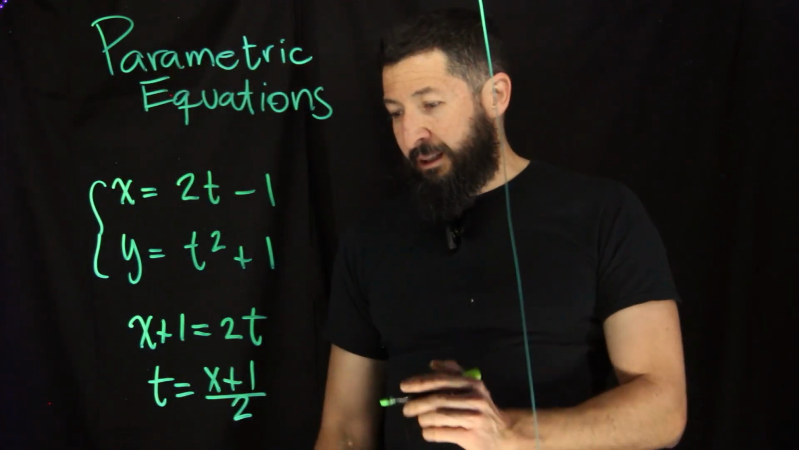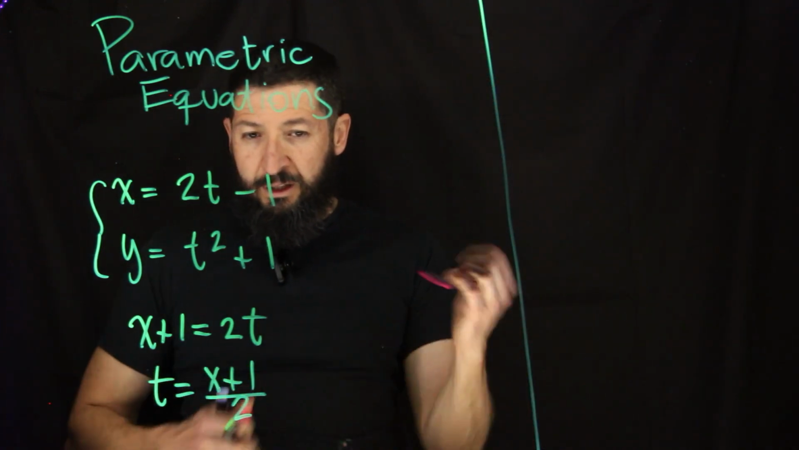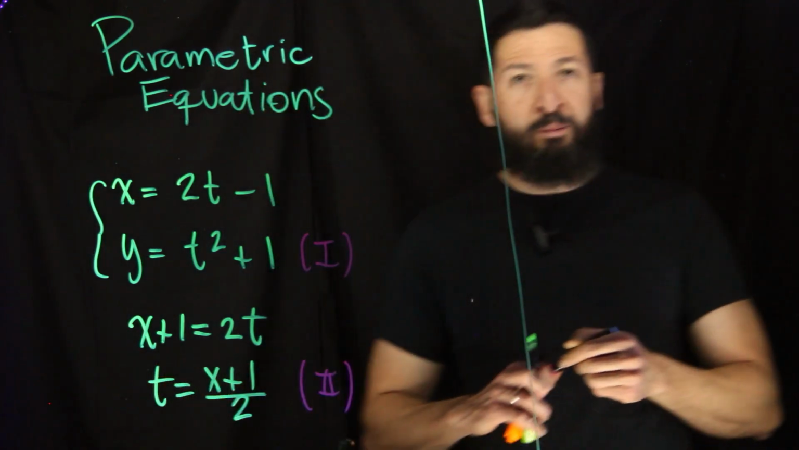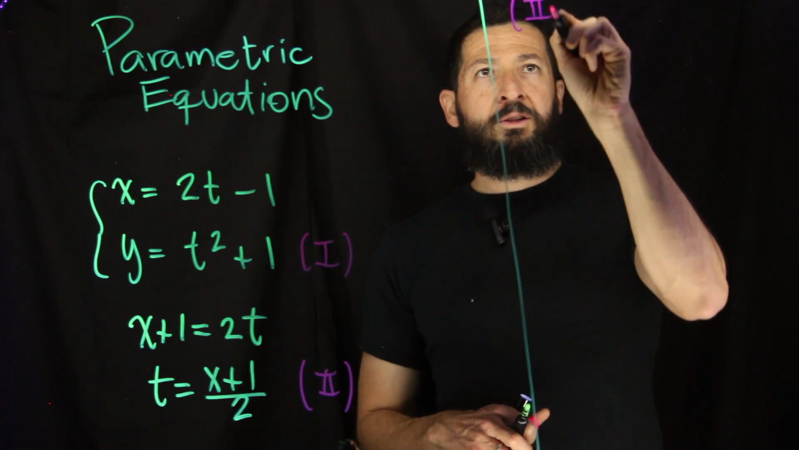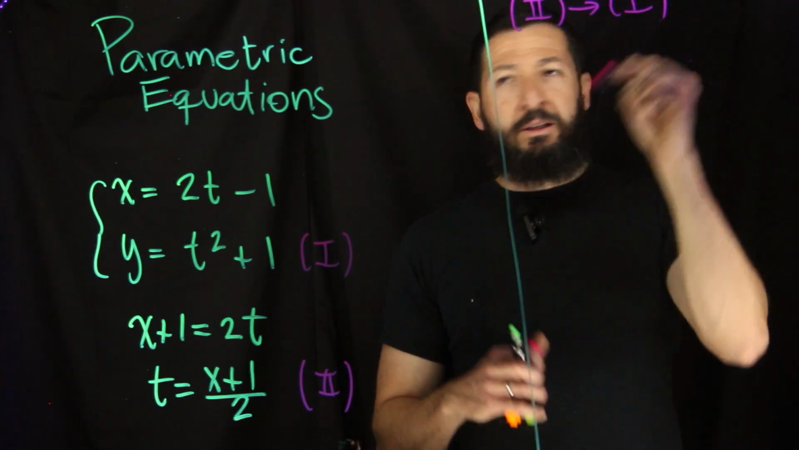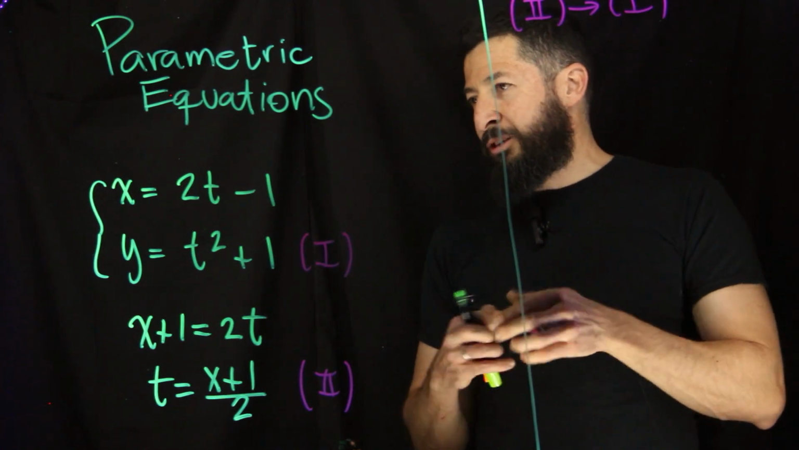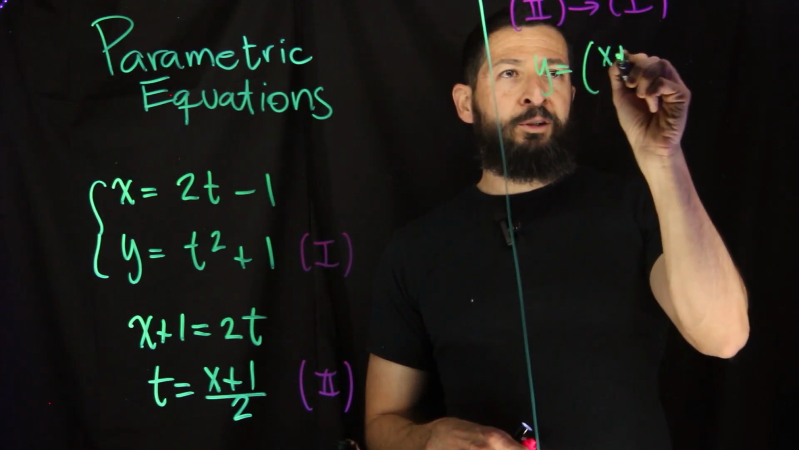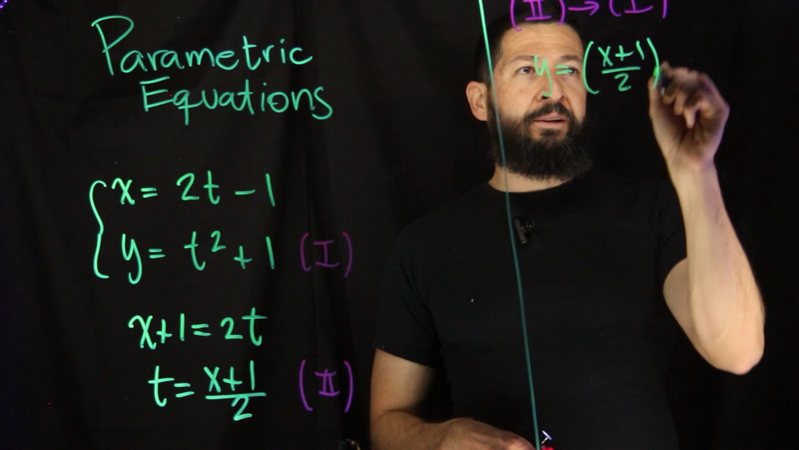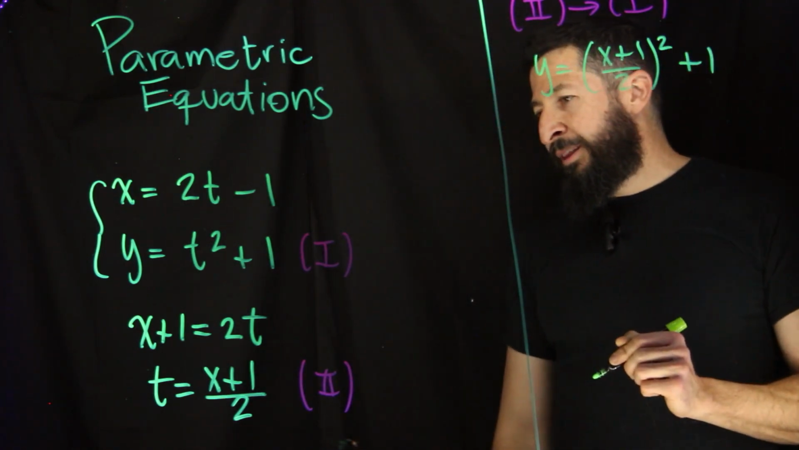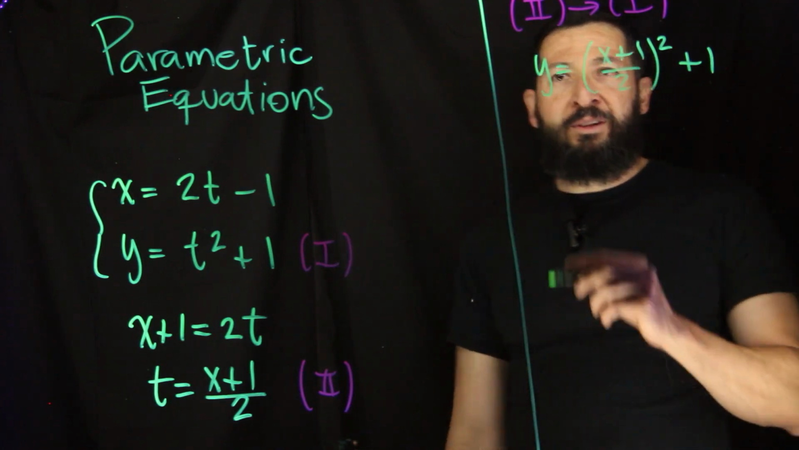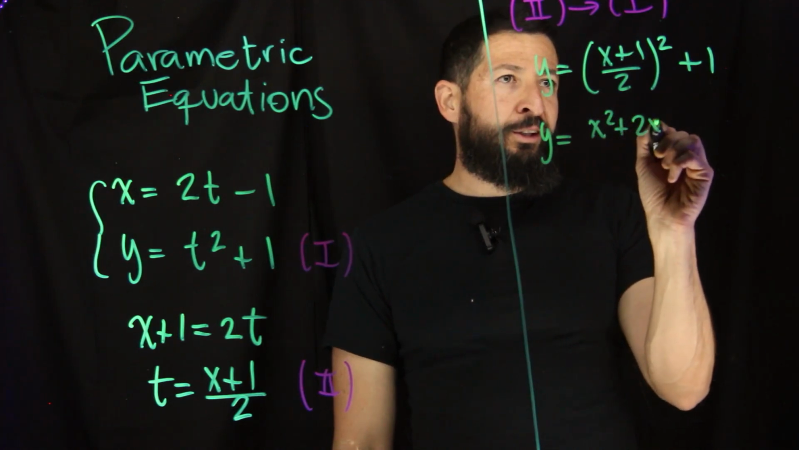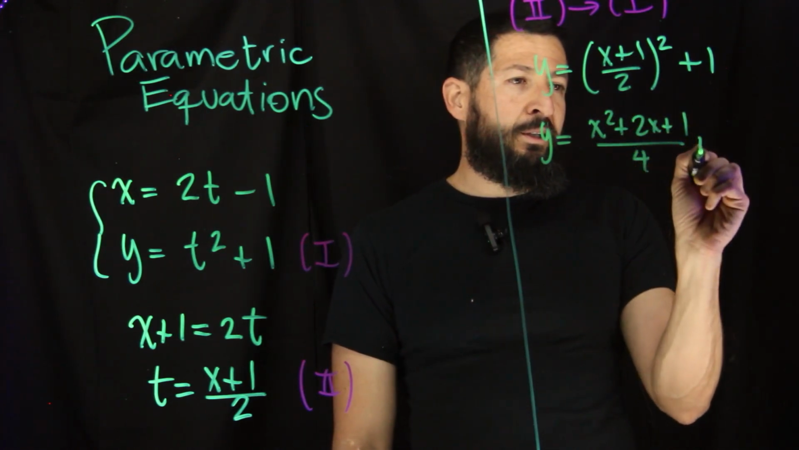So I'm going to plug that, let's call this one equation 1 and call this one equation 2. So I'm going to grab equation 2 and I'm going to plug it into 1. So whenever I see a t, I'm going to plug that expression. So I get y is equal to (x plus 1 over 2) squared plus 1. Now this one is pretty nice in this form. Perhaps the only thing we could do is FOIL it out and write this as (x squared plus 2x plus 1) over 4 plus 1.